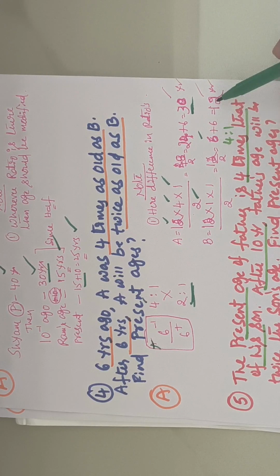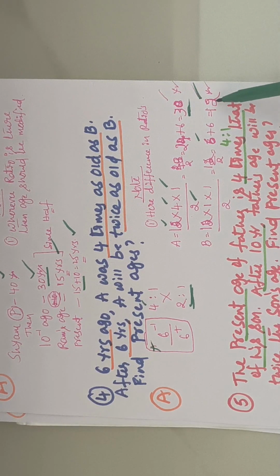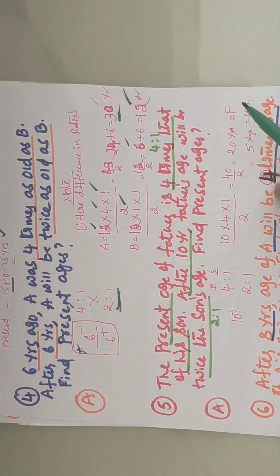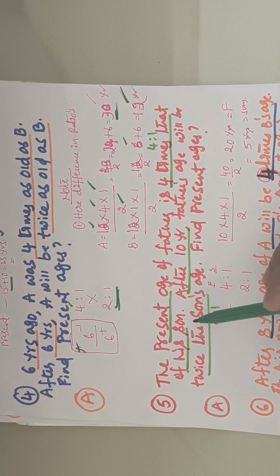6 plus 6 is equal to 12 years. So A's age is 30 years and B's age is 12 years. Next question. The present age of father is 4 times that of his son.